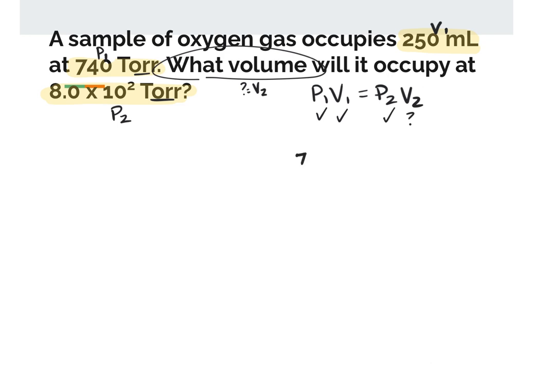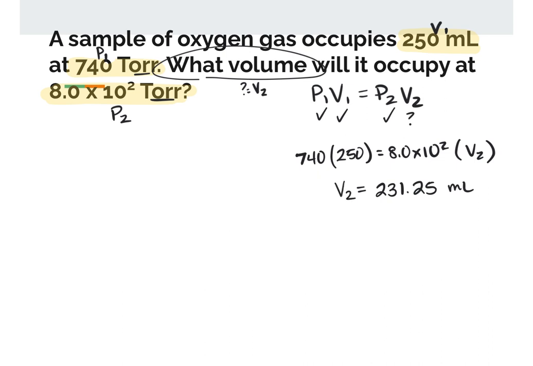Your first pressure is 740 torr. Your first volume is 250 mLs. Your second pressure is 8.0 times 10 to the second torr, and volume 2 is our unknown. So you're just going to do the algebra and solve for V, which we find to be equal to 231.25 mLs. So that's what our V2 is equal to. In correct significant figures, this would be 230 mLs.